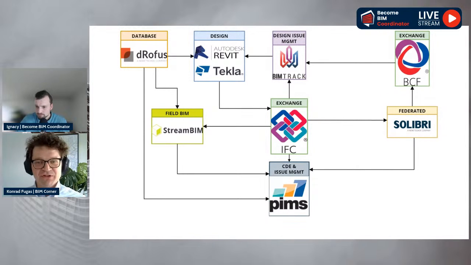Then for issue management outside of the design team, we use the PIMS platform. This is the project's main hub, and every project stakeholder is contractually bound to use this software. It is our main tool to collaborate and store data. This is our CDE, our issue management platform. It's basically an enormous database with different modules that can be cross-referenced. From PIMS, IFC files are sent to StreamBIM, which is our field BIM solution, and this is the preferred software to be used on mobile devices on site by the workers.